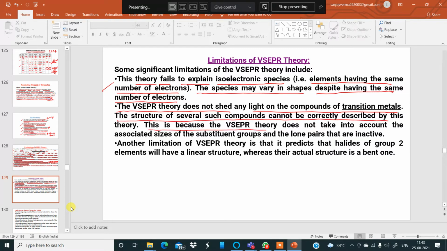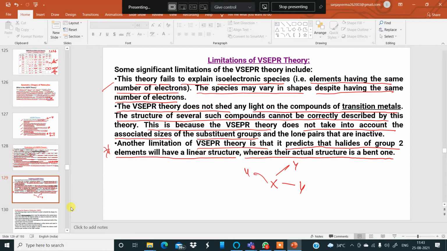This is because the VSEPR theory does not take into account the associated sizes of the substituent groups. That means the groups which are attached to the central atom, their sizes are not taken into consideration. That's why it makes the lone pairs inactive. Another very important limitation of the VSEPR theory is that it predicts that halides of group 2 elements will have a linear structure, but it has been found experimentally that the actual structure of the halides of group 2 is bent, which cannot be explained by the VSEPR theory.